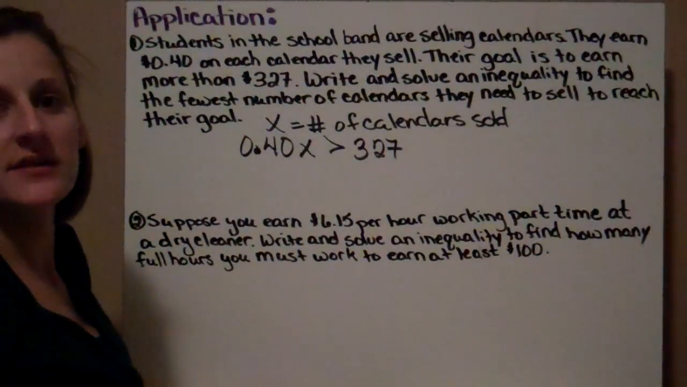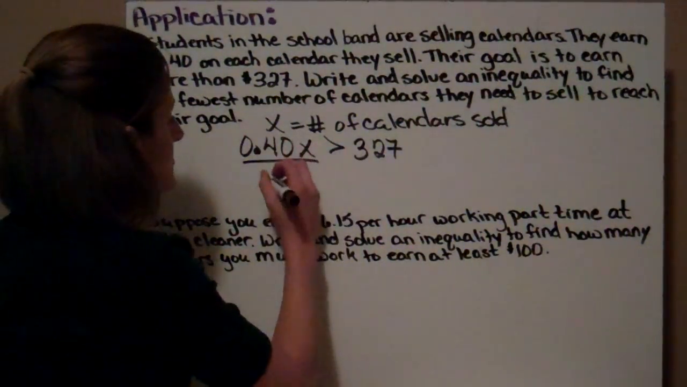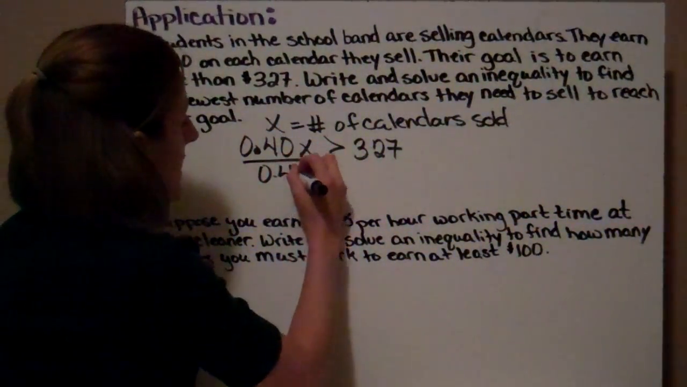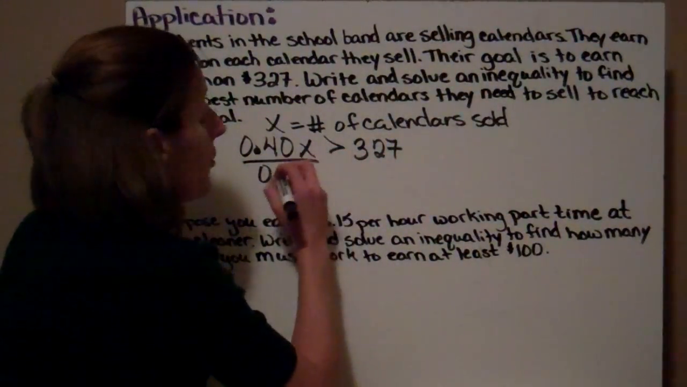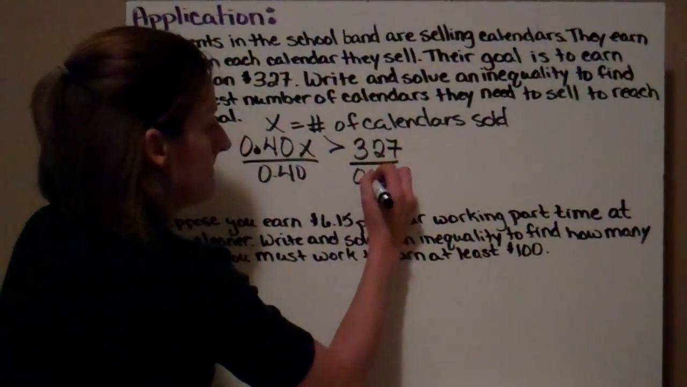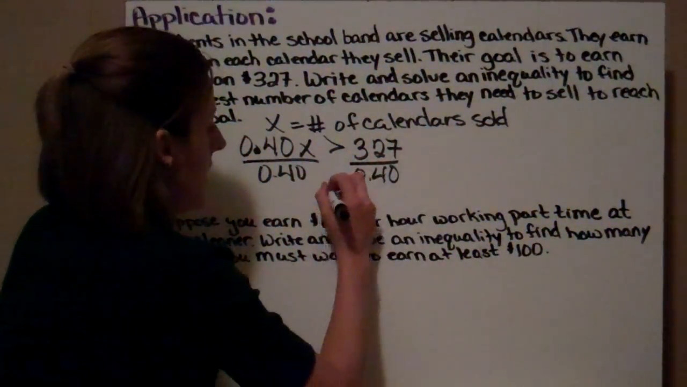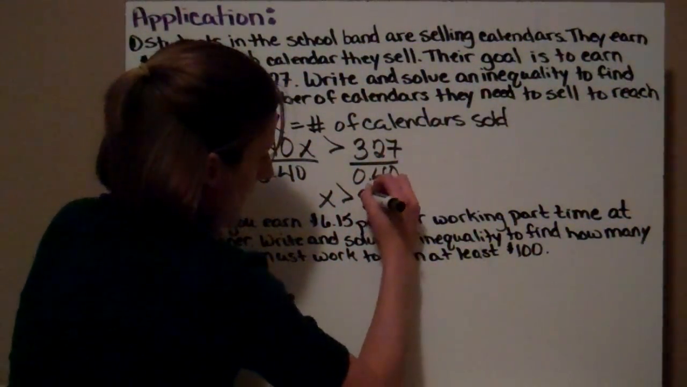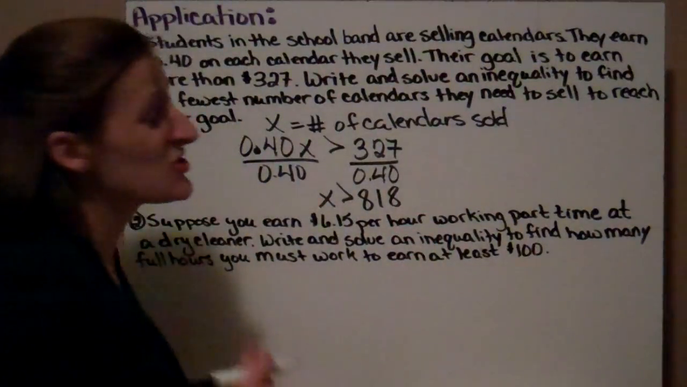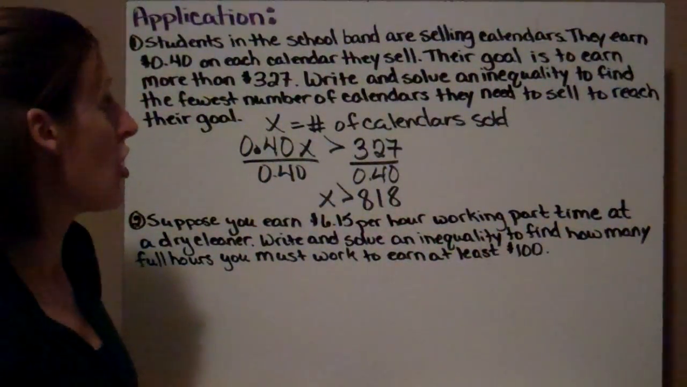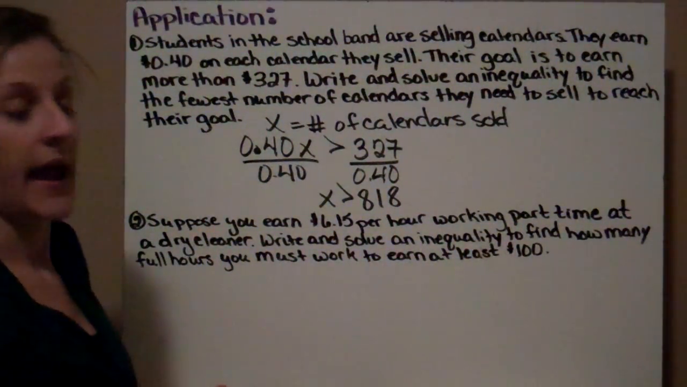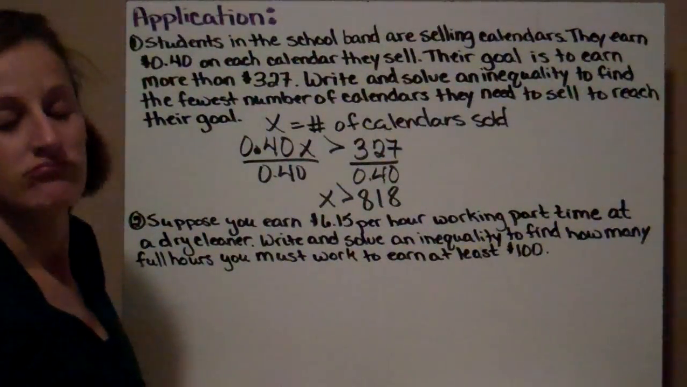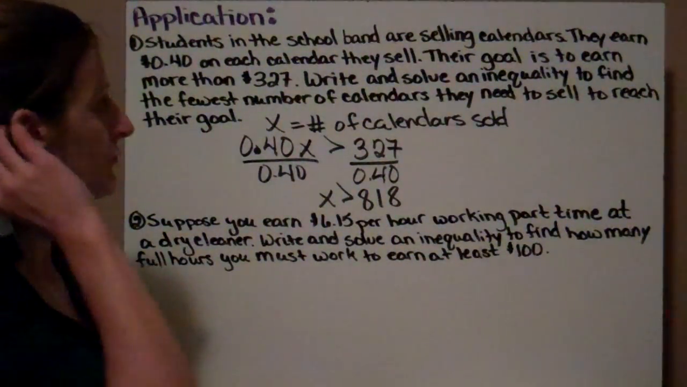Alright, now we've got to solve. So I need to divide each side by 0.40, sorry. And I'm going to get x is greater than 818. So that means I need to sell more than 818 calendars to reach my goal.